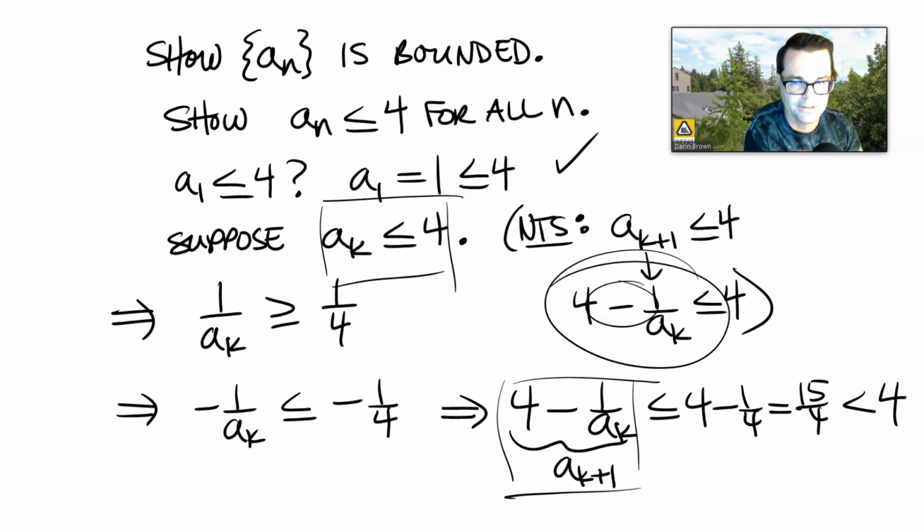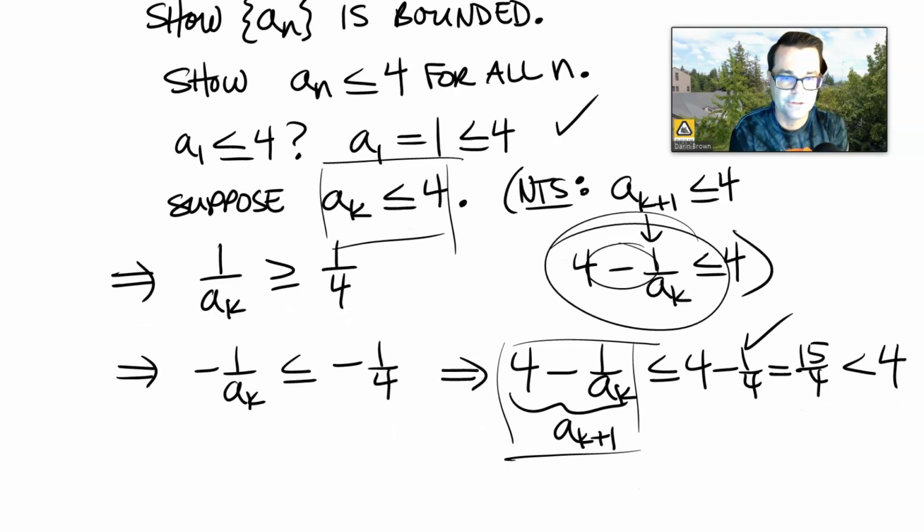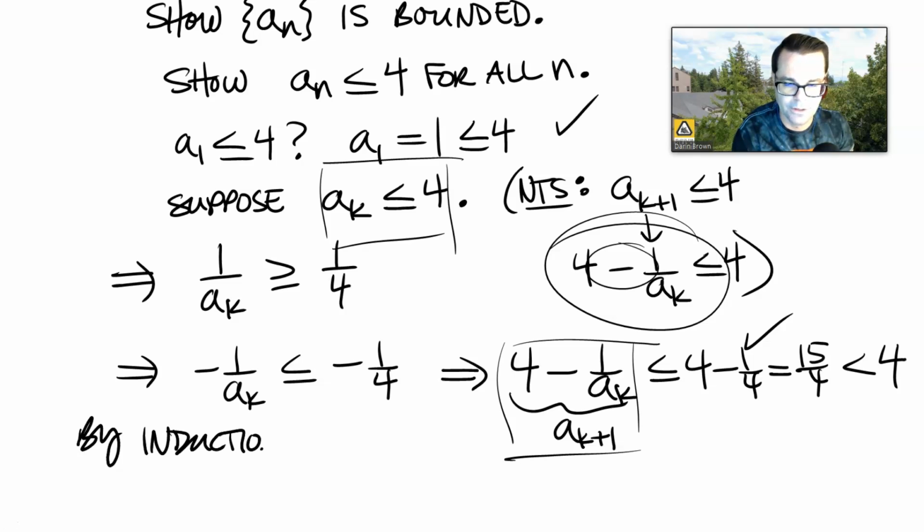So if the kth term is less than or equal to 4, the next term is less than or equal to 4. That's the induction step for being bounded. So by induction, our sequence is bounded as well.